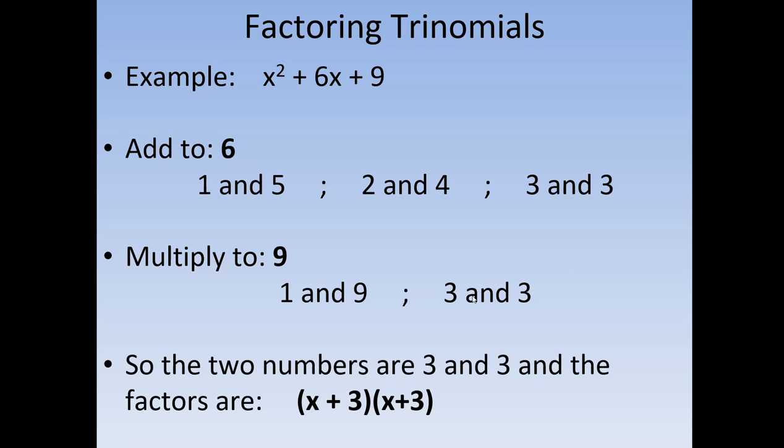There's only one combination, which is the 3 and 3, that is in both. So the way that we're going to factor this is x plus 3 times x plus 3. And we can double check by expanding this out to see if we get our original example.